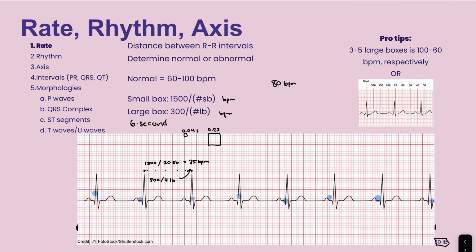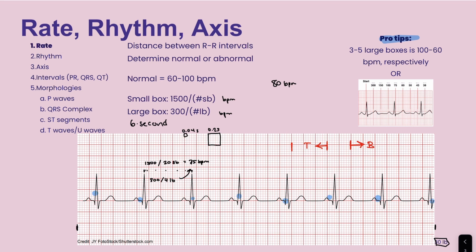A couple of pro tips for you over here, right? I like to remember that 3 to 5 large boxes is 100 to 60 beats per minute, respectively. So if I were to mark out 3 large boxes and 5 large boxes, I know that if it is less than 3, it's tachycardic, and if it's greater than 5, it's bradycardic. And that's just how I've always remembered it.